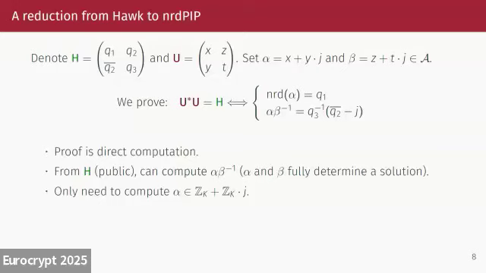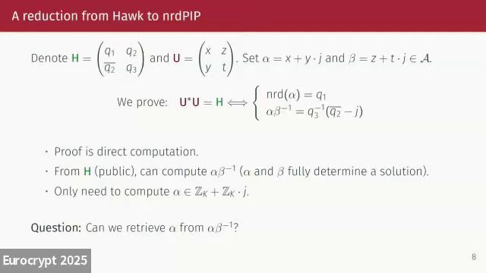The proof is a direct computation. And if you look at the second equation on the right-hand side, you see that alpha beta inverse is given by something which is completely determined by the public Gram matrix. Okay? And also a conclusion is that we only need to recover alpha because we get a beta which is determined by alpha uniquely.